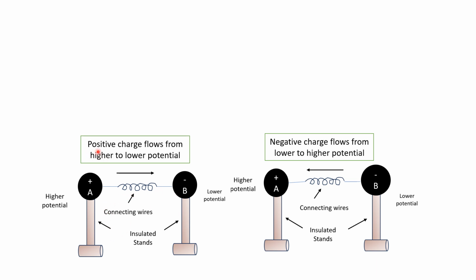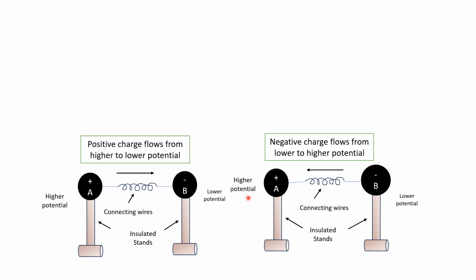So we can see positive charge is flowing from the higher potential to lower potential. These two are insulated stands. You can ignore this. These are just stands to keep the metallic bodies. Now, in the second setup, it is actually the same setup, but what we are showing in this setup is the flow of negative charges.